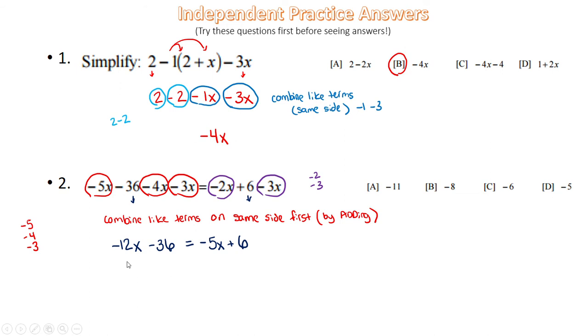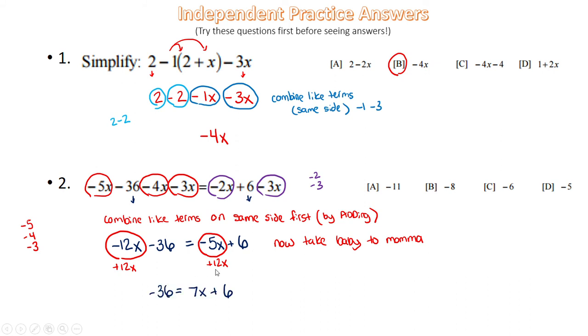Now, if you still notice, you still have 2 x's in the equation. So this is where you take your baby term to your mama term. Your baby term in this case is negative 12. So if I add 12x on both sides of the equation, I now have the step to be negative 36 equals 7x plus 6.